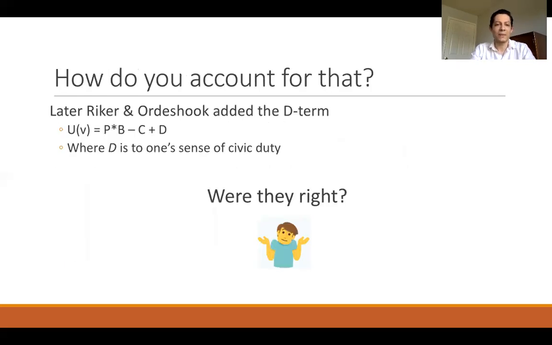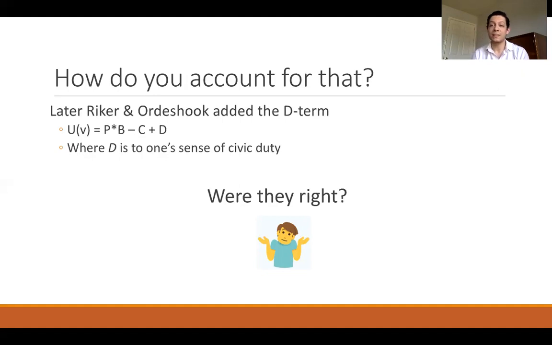So, how do we account for this? Well, later on, two political scientists, Riker and Ordeshook, added what's called the D term. The utility of voting is equal to P times B minus C plus D. And D stands for one's sense of civic duty. We just have this innate feeling that as good American citizens, we need to contribute to the American body politic by participating in the voting process. Were they right?